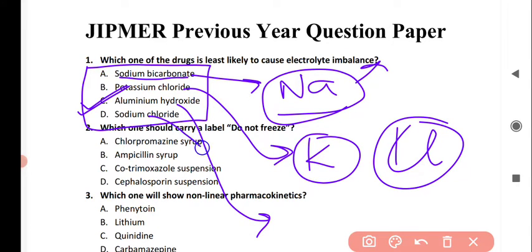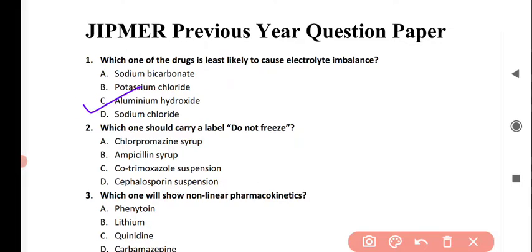And if I talk about sodium chloride, then we will get sodium and chloride electrolytes, and they perform their functions like maintaining the fluid balance, muscle contractions or nerve signaling. So for this question, option C is correct. That is, among these four, aluminum hydroxide will be the least likely to cause electrolyte imbalance. Now coming to the next question.